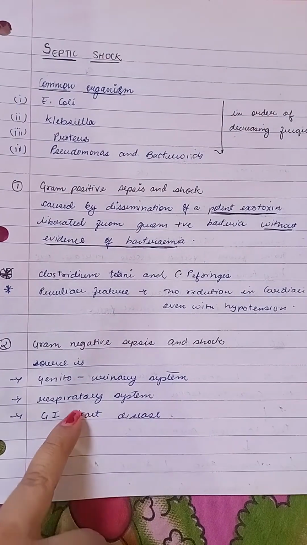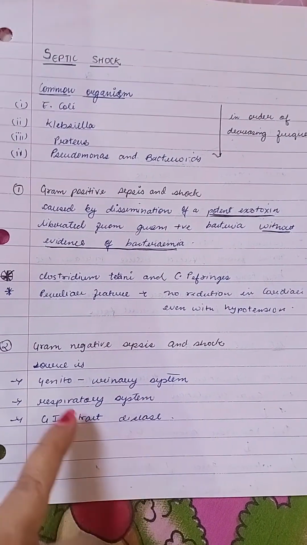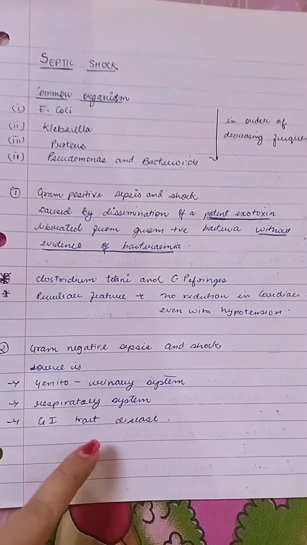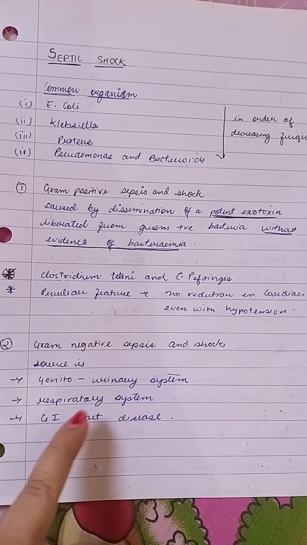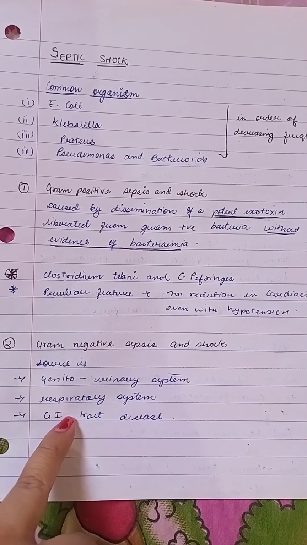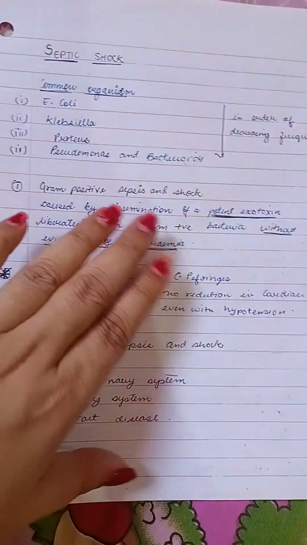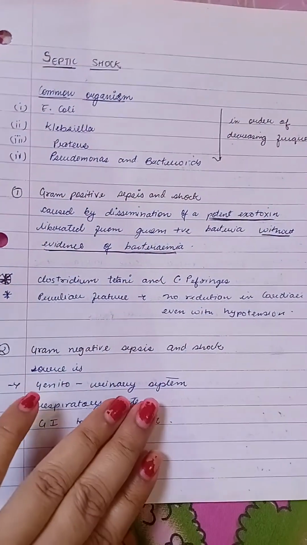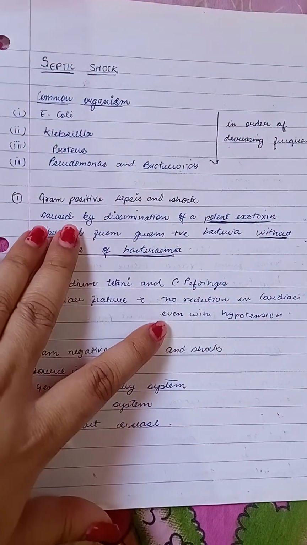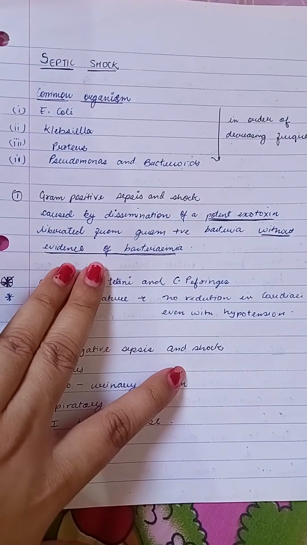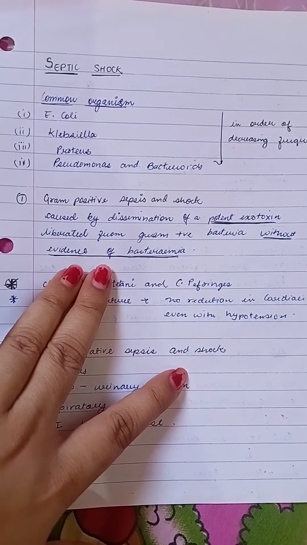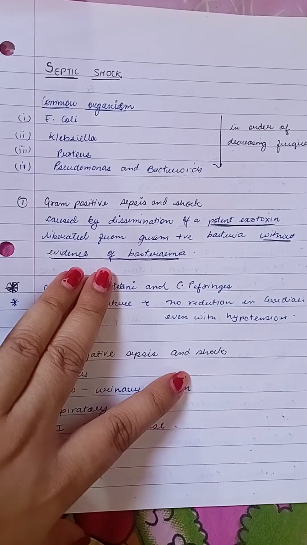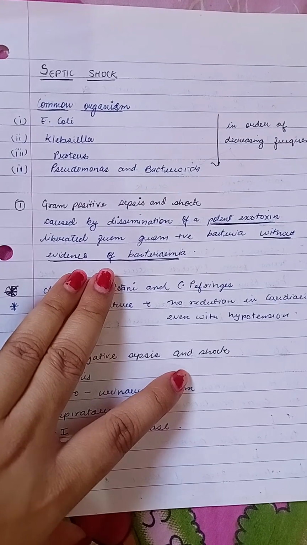Now gram negative sepsis and shock. The source is the genitourinary system, respiratory system, or GI tract disease. These are the sources of gram negative sepsis and shock. In gram positive sepsis, there is no evidence of bacteremia.